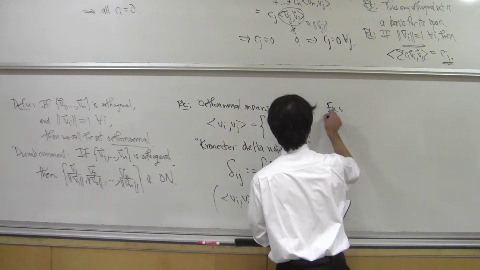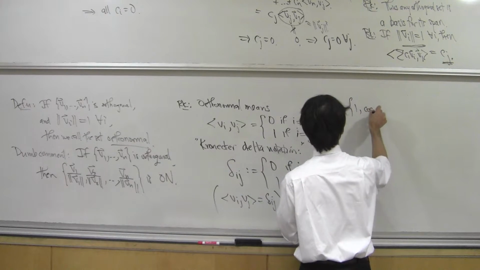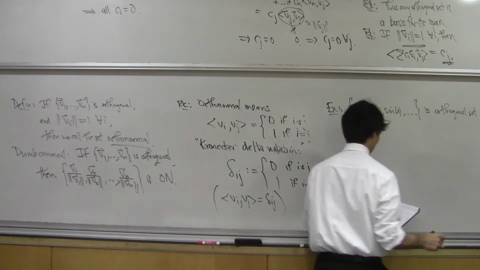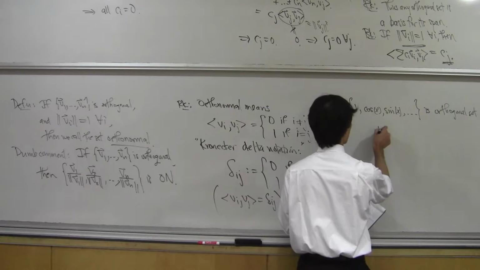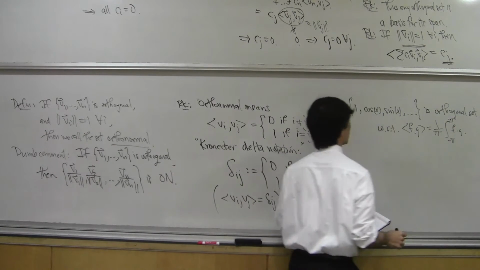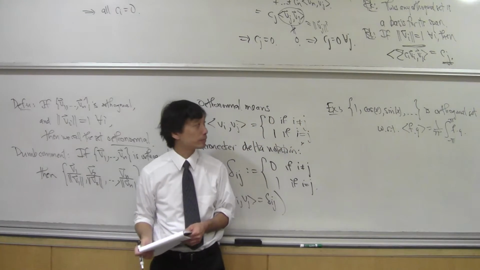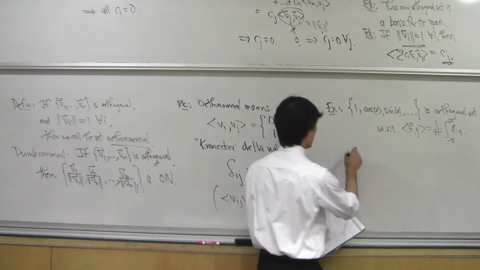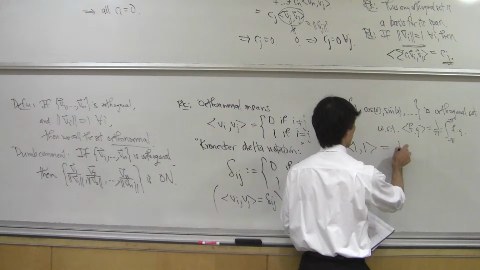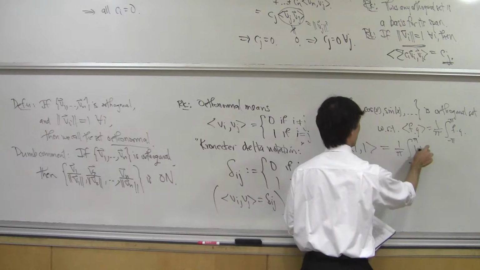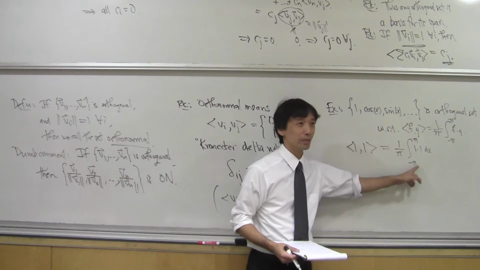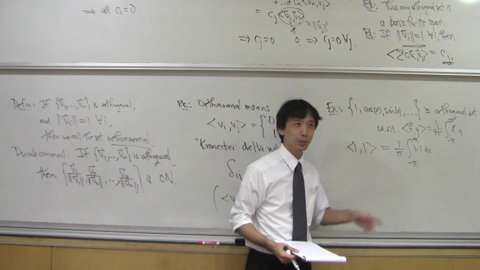Okay. So here's an example of an orthonormal set. Recall that 1, cosine, sine, and so on is an orthogonal set with respect to the inner product, 1 over pi times the integral of the product. If I say what's 1 against 1, I would take 1 over pi times the integral of 1 times 1 between negative pi and pi. I'm integrating the number 1 between negative pi and pi, and so I get 2 pi. Divide by pi, I get 2.